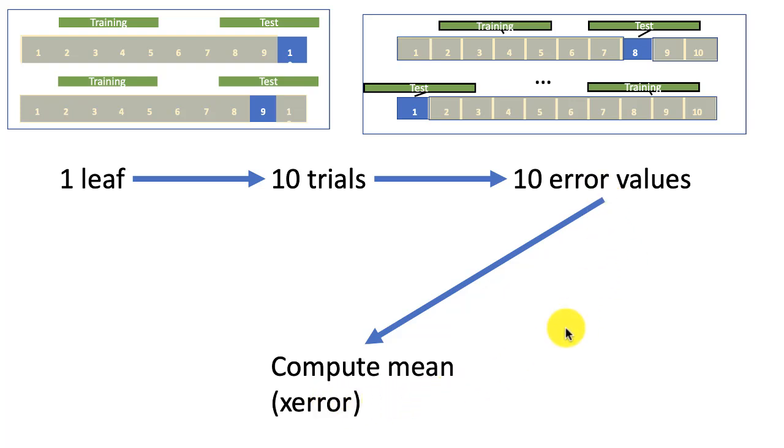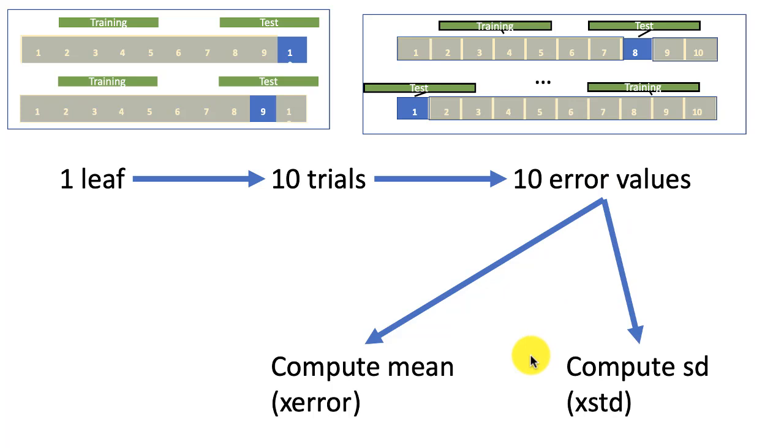Then you have 10 values, you calculate the standard deviation. That is called the cross-validation standard deviation, XSTD. So you get X error, XSTD.